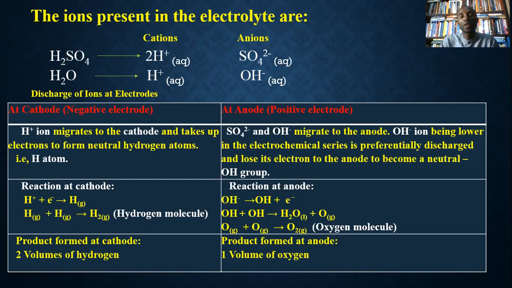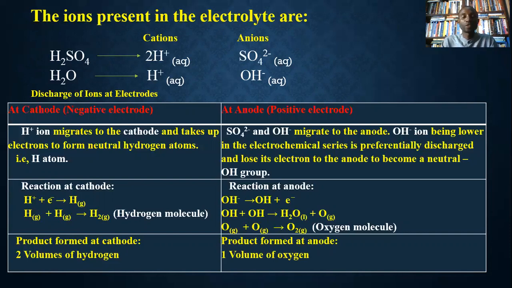If it does that, it will combine with another OH group in order to form water and oxygen atom. Then the oxygen atom produced will combine with another oxygen atom to produce an oxygen molecule, thereby it will be collected as a gas. So at the cathode, hydrogen gas will be collected as the product, but at the anode, oxygen will be collected as a gas. The two products collected here are hydrogen gas and oxygen gas.